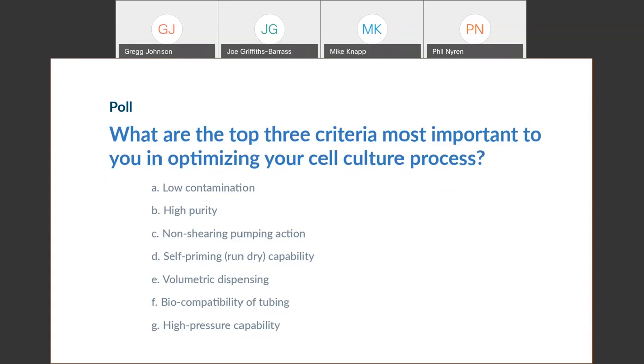And the answers are coming in. Okay, for our top 3, the number 1, non-shearing pumping action at 55%, followed by low contamination at 45%, and third, biocompatibility of tubing at 35%. So those are the top 3 criteria. Thank you very much for that input. And now I'll turn it over to Greg to summarize.